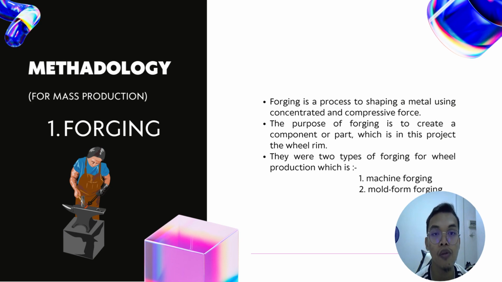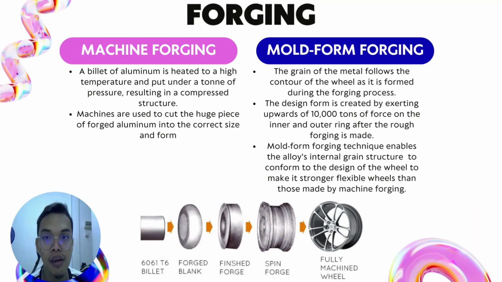There are two types of forging for wheel production: the first is machine forging and the second is mold form forging. For the first method, machine forging, a billet of aluminum is heated to a high temperature and put under a ton of pressure, resulting in a compressed structure. Machines are used to cut the huge piece of forged aluminum into the correct size and form the wheel rim.